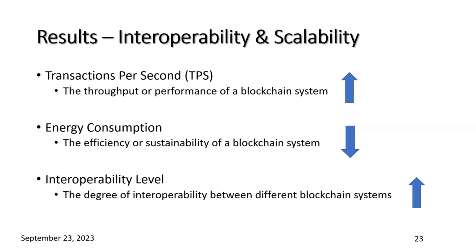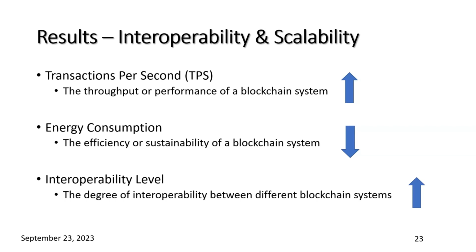Energy consumption is the other metric, indicating the efficiency or sustainability of a blockchain system. The lower, the better, as it implies that the system can reduce its environmental impact. Polkadot consumes a small fraction of the energy used by other blockchains, thanks to its proof of stake consensus mechanism.